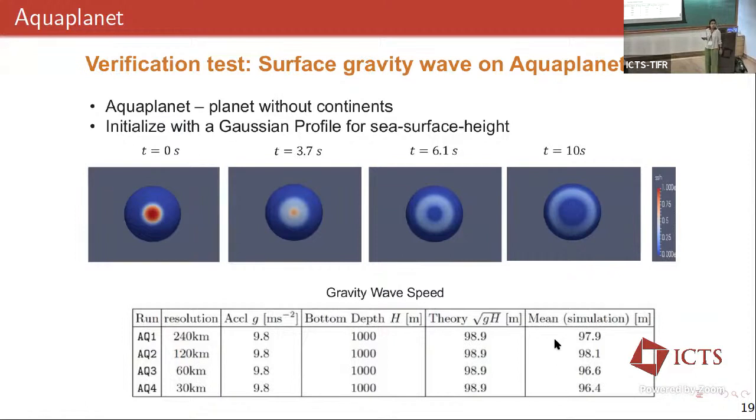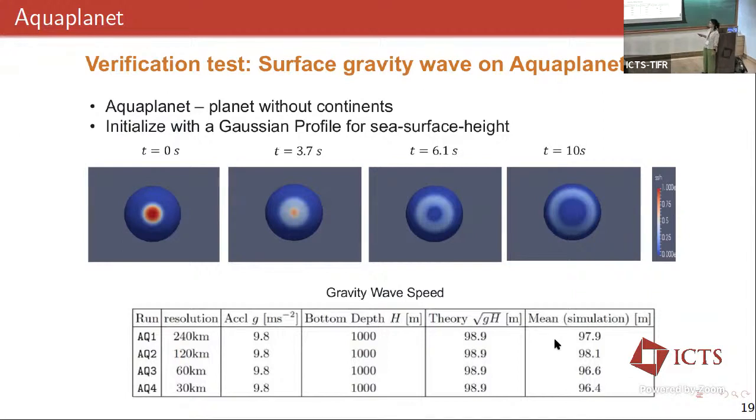Sorry, somebody said something. Okay, so an aquaplanet is a planet without any continents. It is just a ball of water. So it is a simple geometry just to see that our code is working fine. And we tested the Navier-Stokes. We simulated the Navier-Stokes on an aquaplanet.